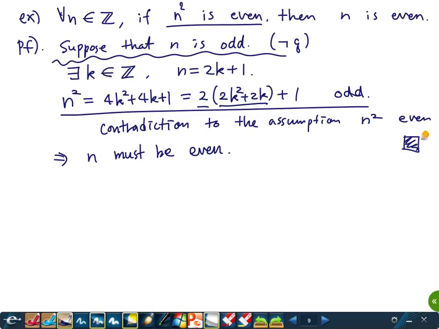Is there any question? Is this clear? Do you think this makes sense or not? Confused?